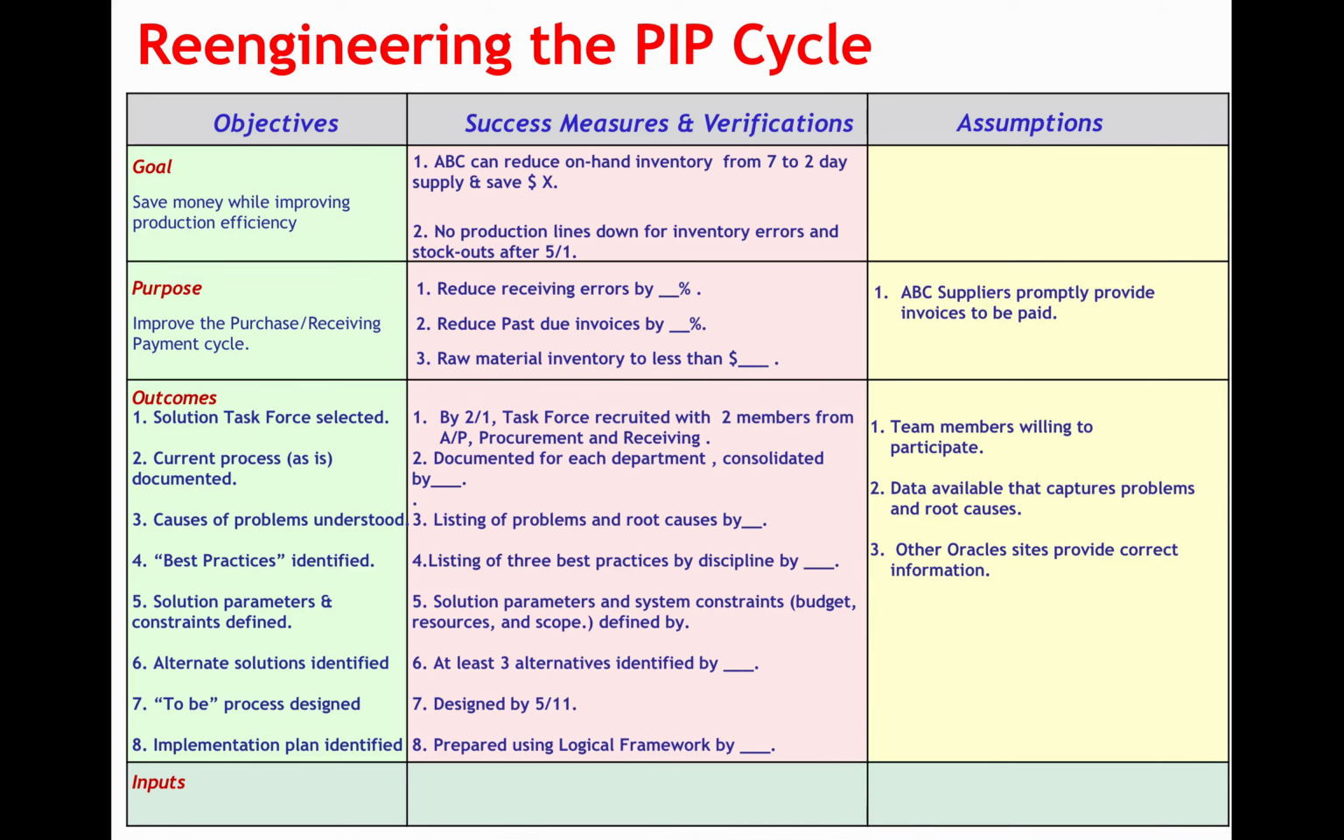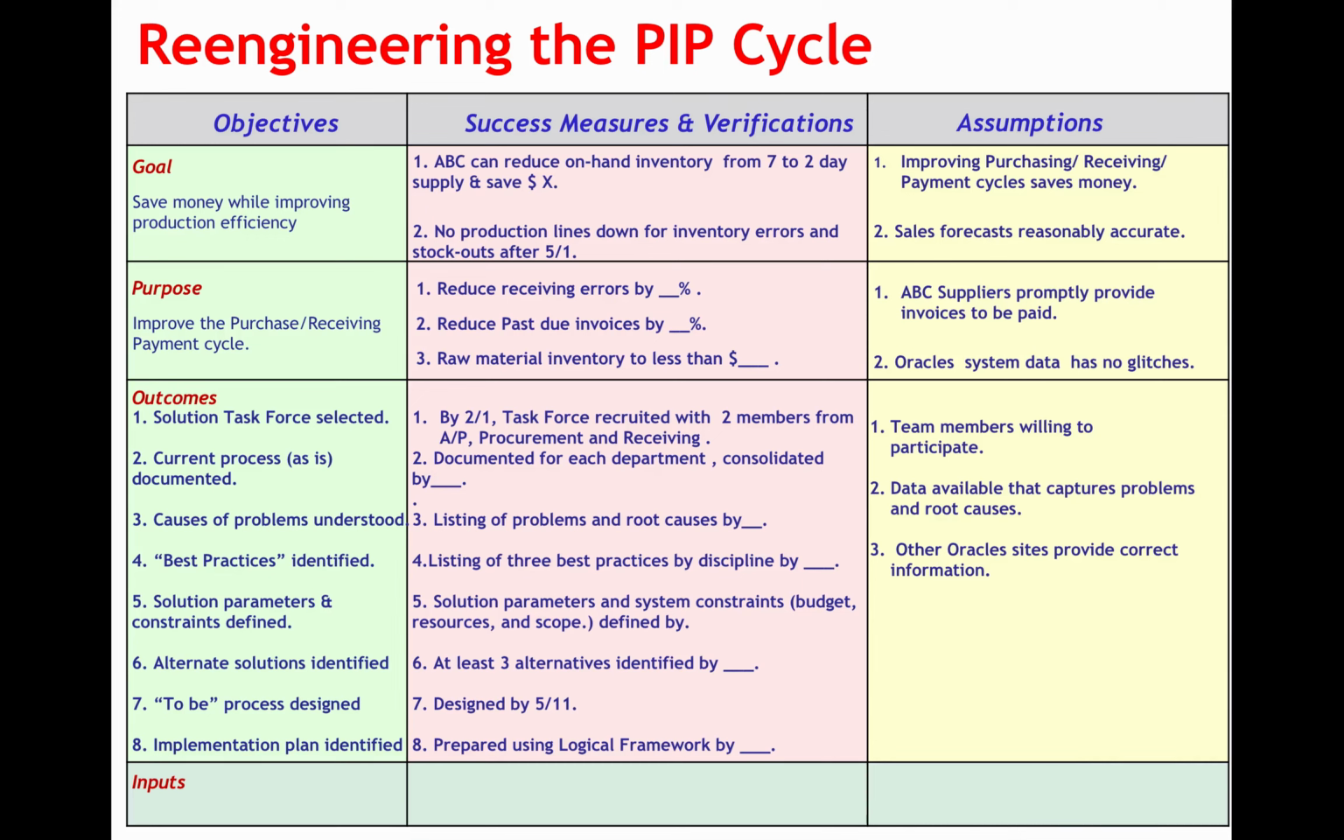To go from outcomes to purpose, the suppliers are promptly providing the invoices to be paid. The Oracle system has no glitches. And to get to goal, basically the improving the purchase receiving payment cycle saves money. That's basically the hypothesis of the project. And the sales forecasts are reasonably accurate.